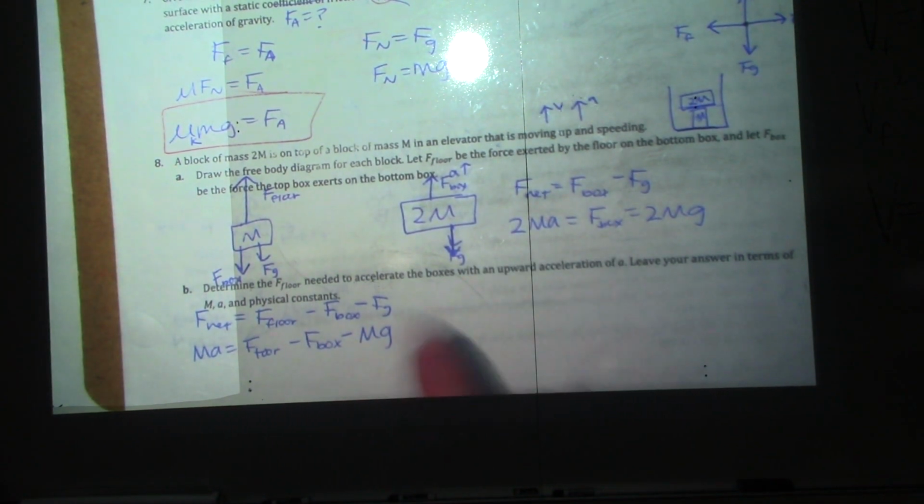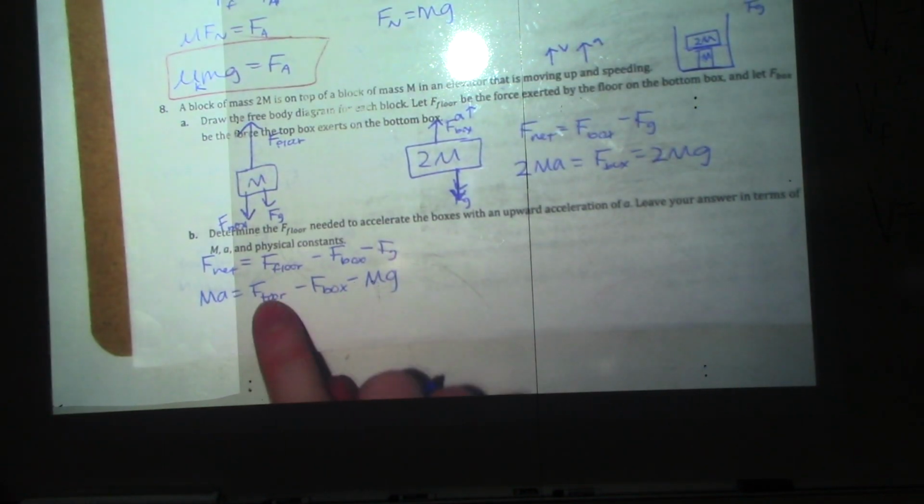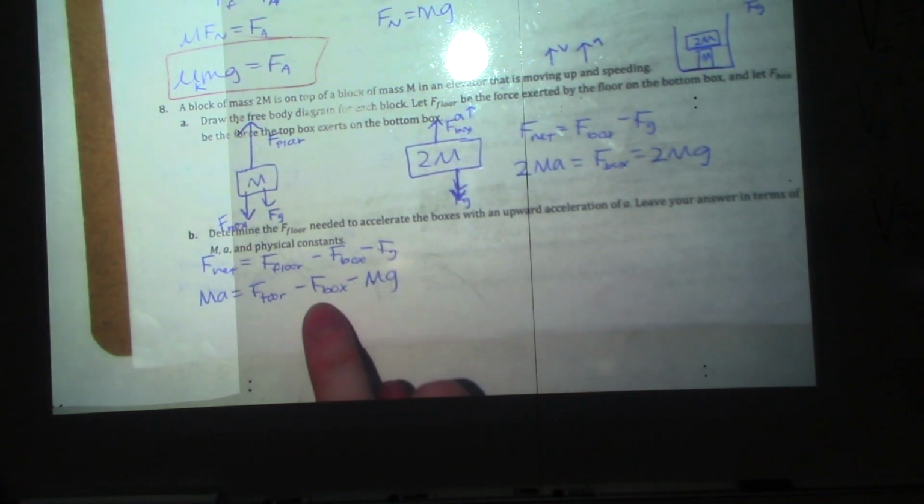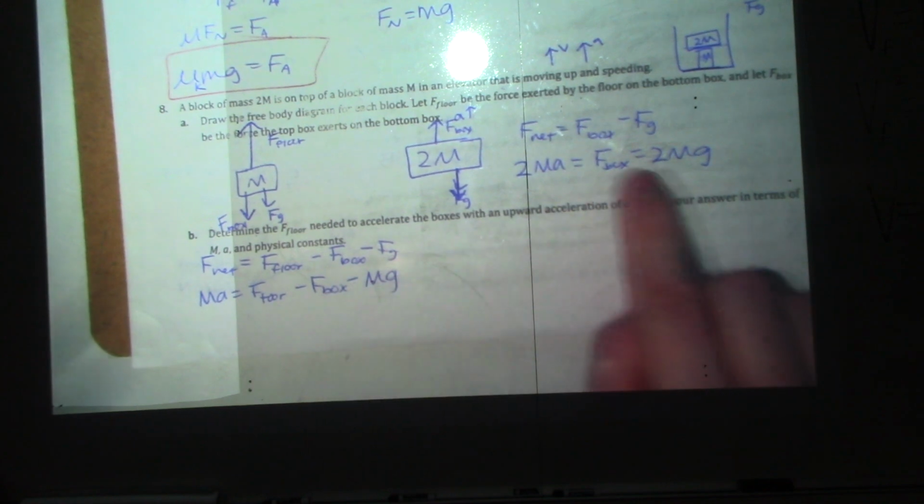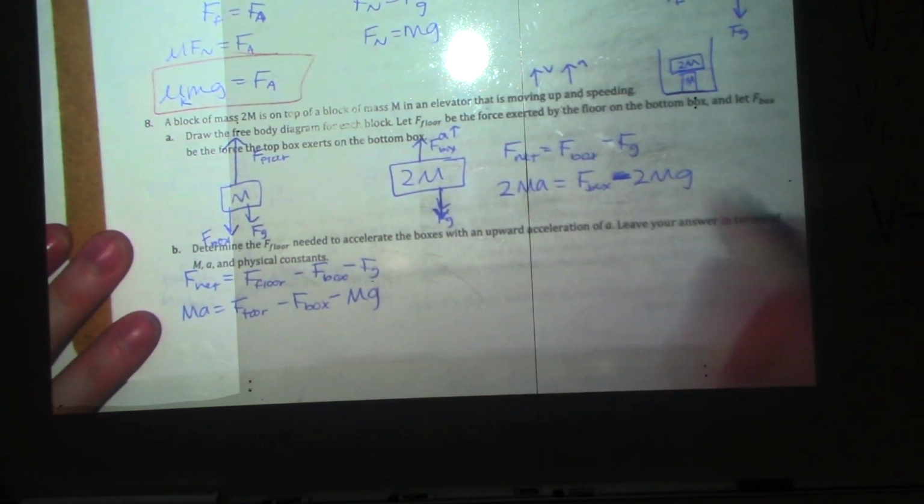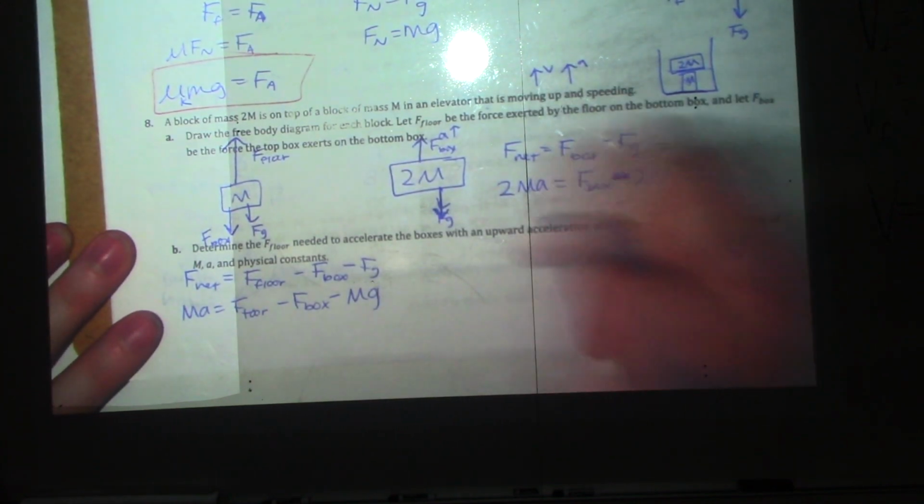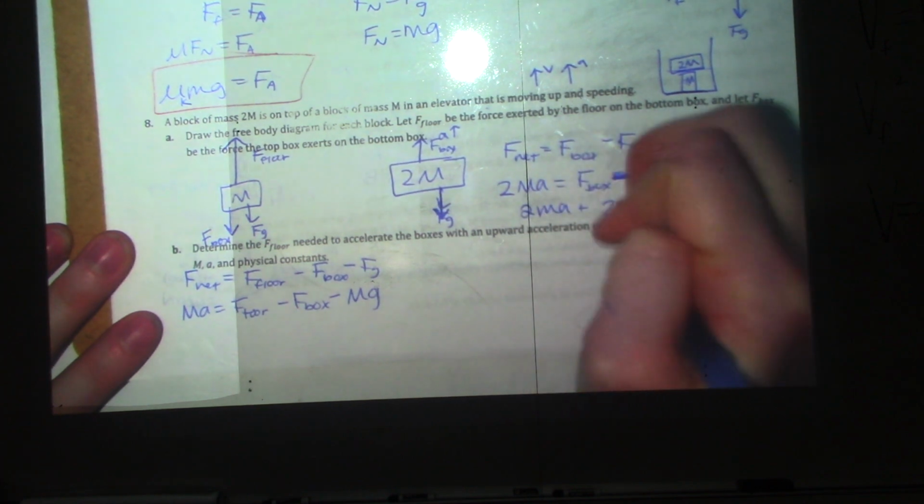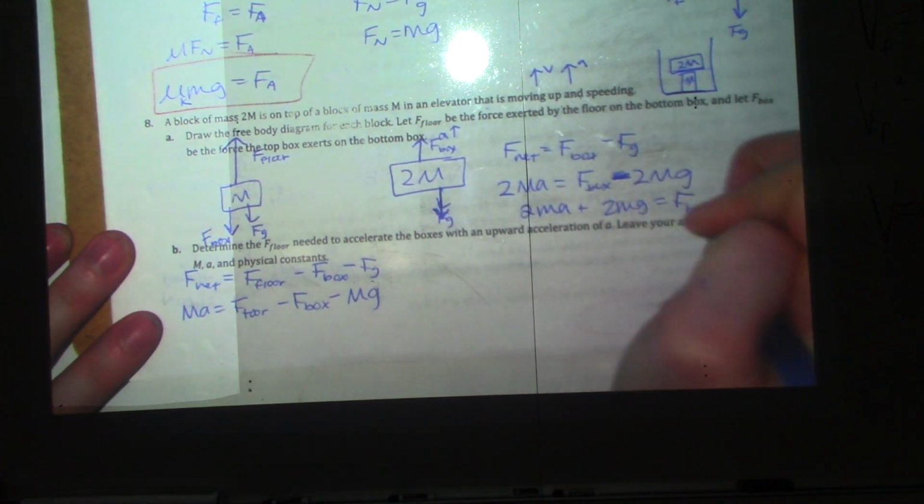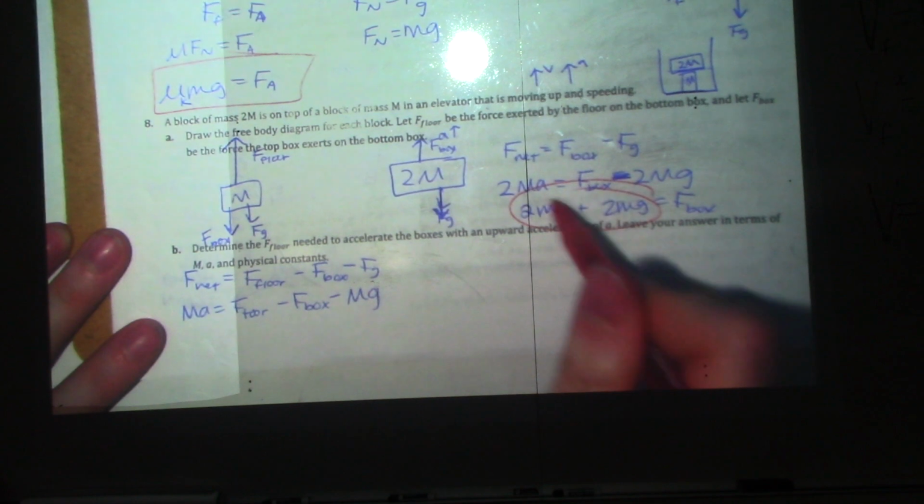Now I'm trying to find F floor, so I'm going to use this equation, but I'm not allowed to have a box in my answer. I'm allowed ma and g, so that's fine, but I need to replace F box. So let's get, oh, that's a minus sign. Let's get F box by itself, add this over, that's 2ma plus 2mg is F box. And now we're going to substitute this in for F box.